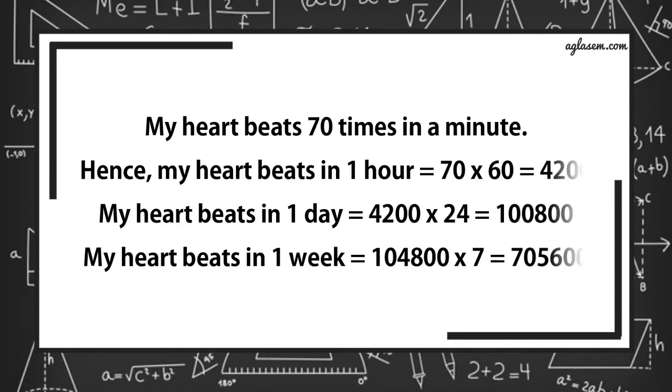My heart beats 70 times in a minute. Hence, my heartbeats in 1 hour is 70 into 60, that will give you 4200. Further, my heartbeats in 1 day will be 4200 multiplied by 24, that will give you 100800. Further, my heartbeats in 1 week will be 104800 multiplied by 7, that will give you 705600.